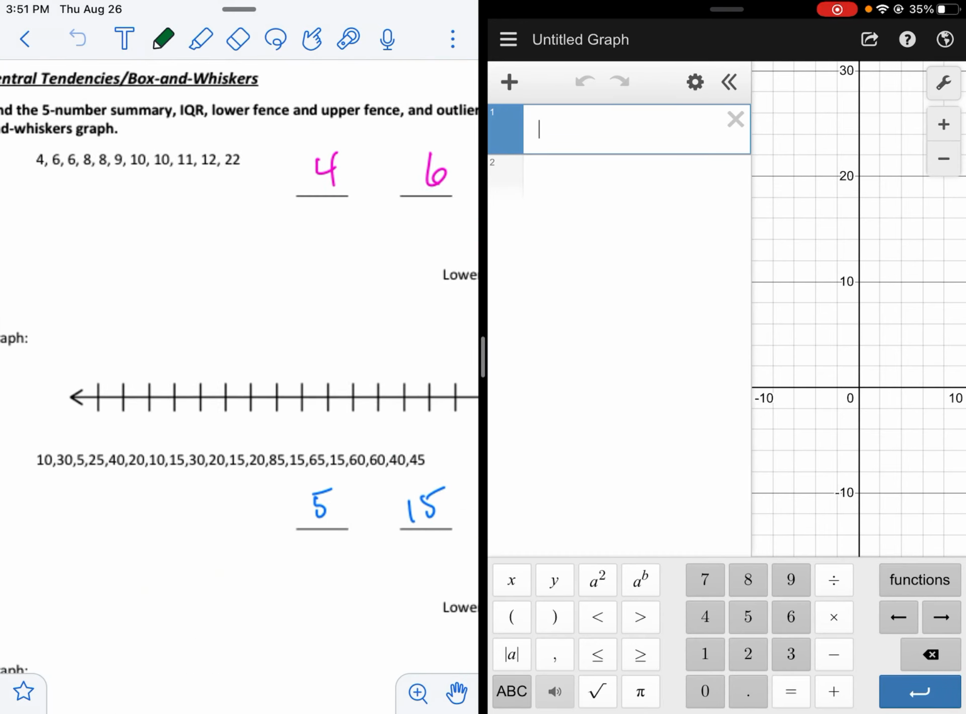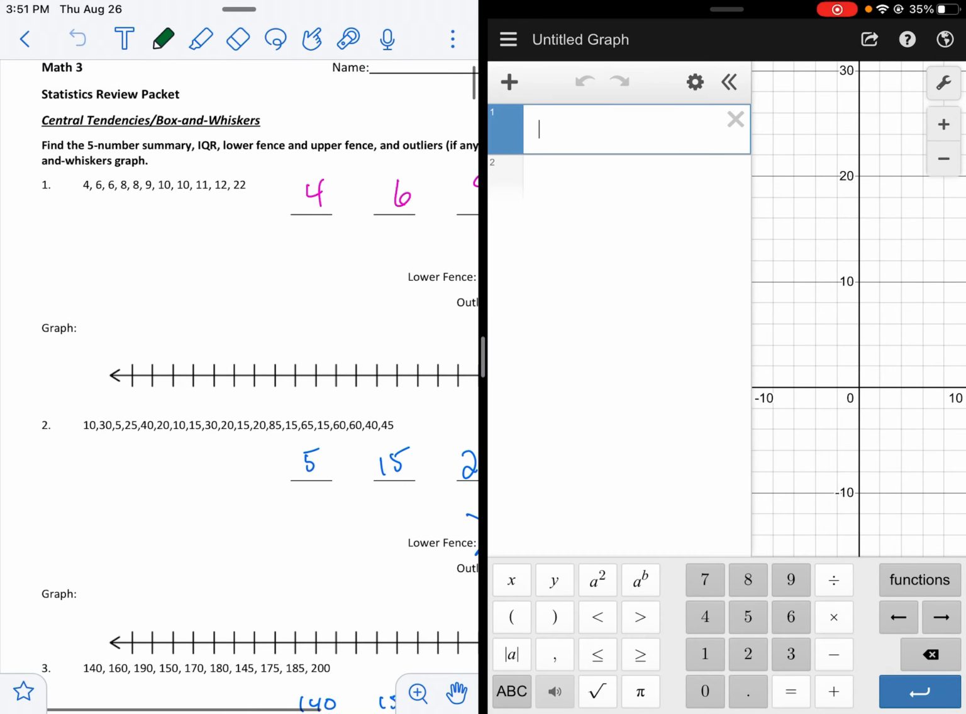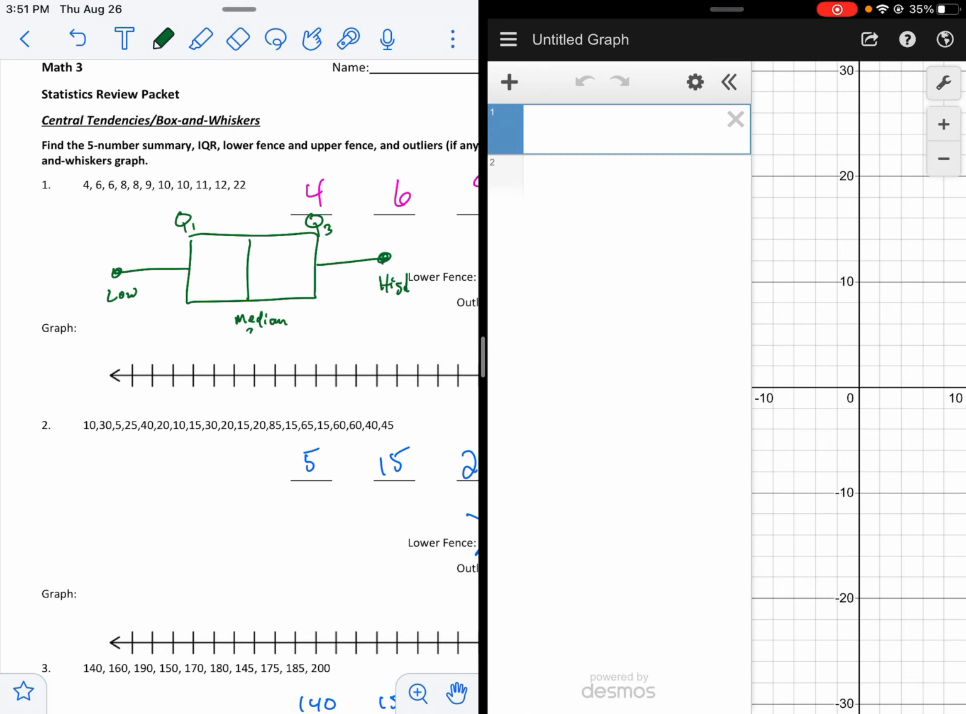So these first three questions talk about a box and whisker plot, which looks like this. The purpose of it is to see where the middle is. This middle number is the median. This is the lowest number. This is the highest number. And then these are the quartiles. This is quarter three. This is quarter one. Really, the median is quarter two.